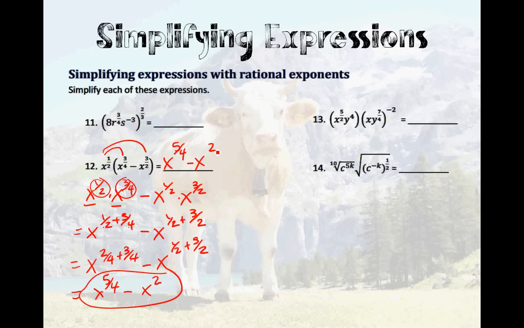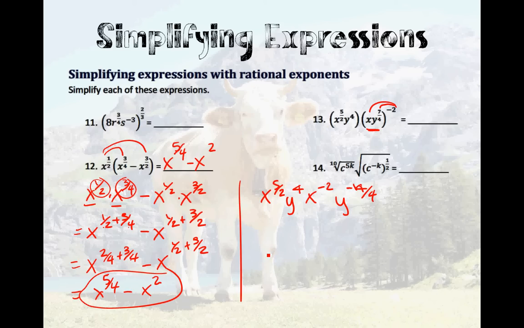Okay, on number 13, same sort of idea. We have x to the 5/2, y to the 4th, x, and I'm going to go ahead and distribute that negative 2. Remember, you're allowed to distribute negatives as long as these are all being multiplied. So we have x to the negative 2, and then y to the negative 14 over 4.